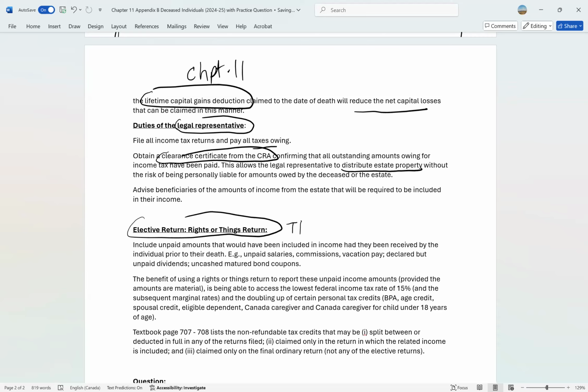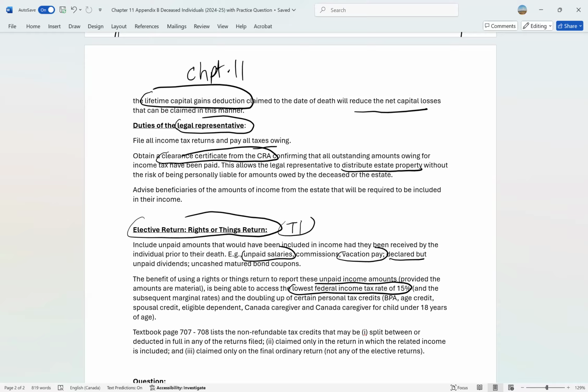On this rights and things return, you can include things such as unpaid salaries, unpaid vacation pay, and dividends that were declared but not yet paid. The benefit of doing this is that if you separate this income into a separate T1 return, you get lower federal tax rates. Rather than include everything on one T1, if you separate these income amounts into this elective rights and things return, then you get access to the lower 15% federal tax rate.